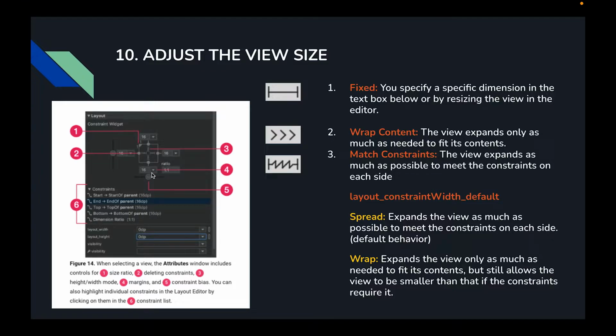When you constrain to any view, you can add some margin here. And number 5 is constraint bias. As I explained in a previous video, bias appears when you have a horizontal constraint, which means you must have a start and end constraint. For vertical bias, it must have a top constraint and a bottom constraint, and then the bias will appear. And number 6 is a constraint list, which is information related to the constraints.